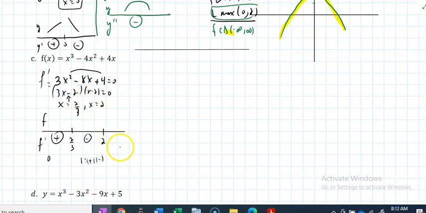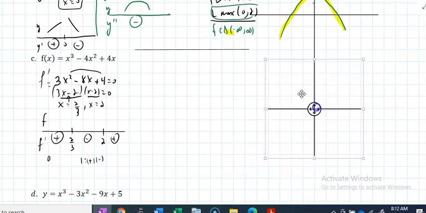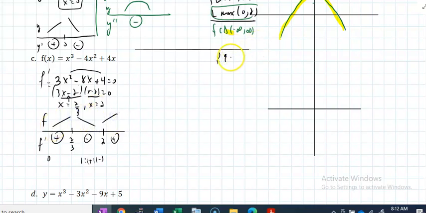And a point to the right of 2, say 5. 15 minus 2 is positive. 5 minus 2, that's a positive. So here we have the conclusion. F is increasing, then decreasing, then increasing. F is increasing from negative infinity to 2/3, union with 2 to infinity.